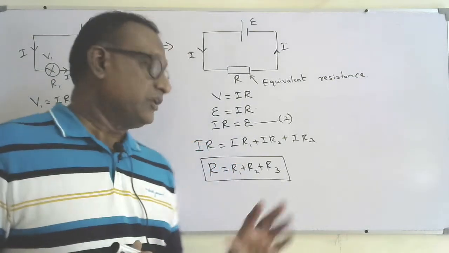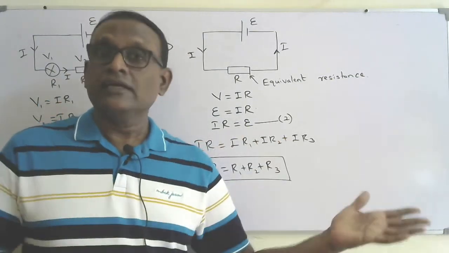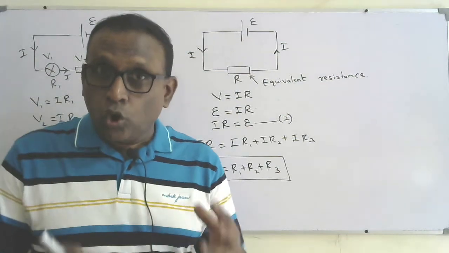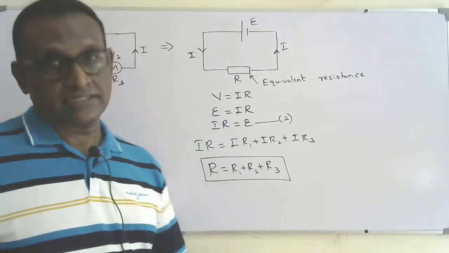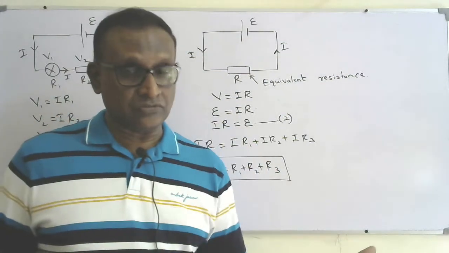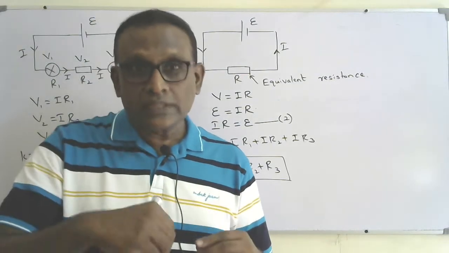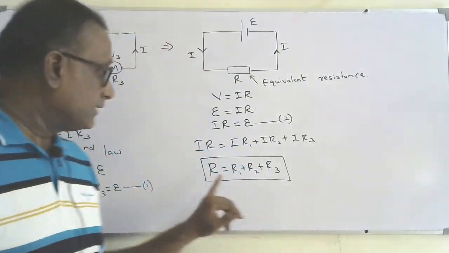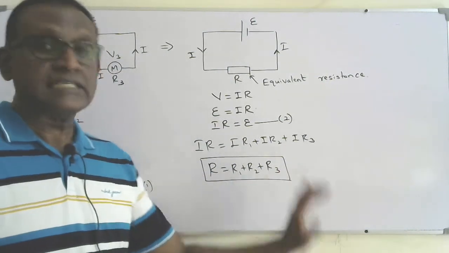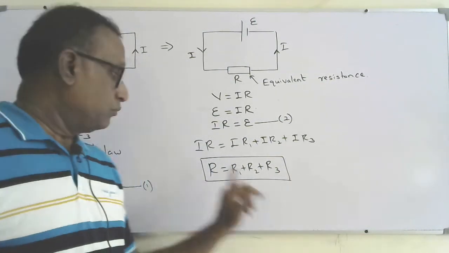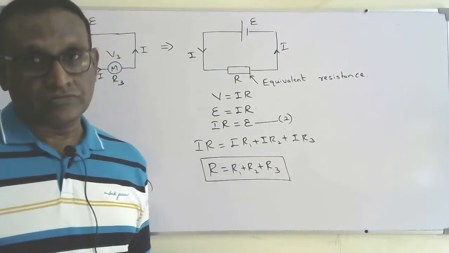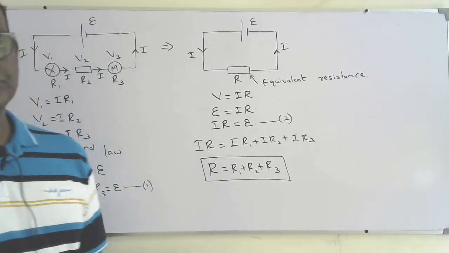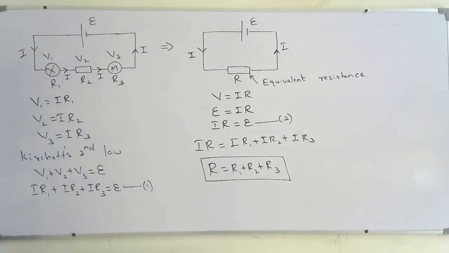So you know that when you are just adding, the equivalent resistance will become more than any of these resistors. But in a parallel circuit, it is the other way: the equivalent resistance will be lower than the lowest resistance of the circuit. But here the equivalent resistance will be just the addition, so it will be more than the resistance of any of these resistors.